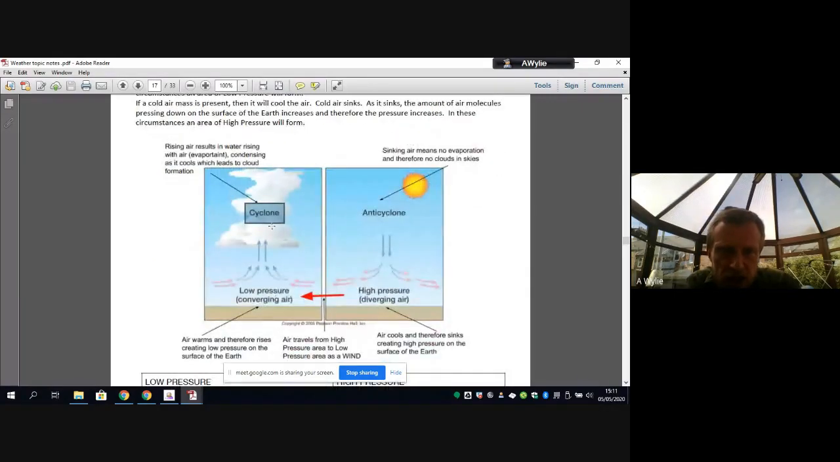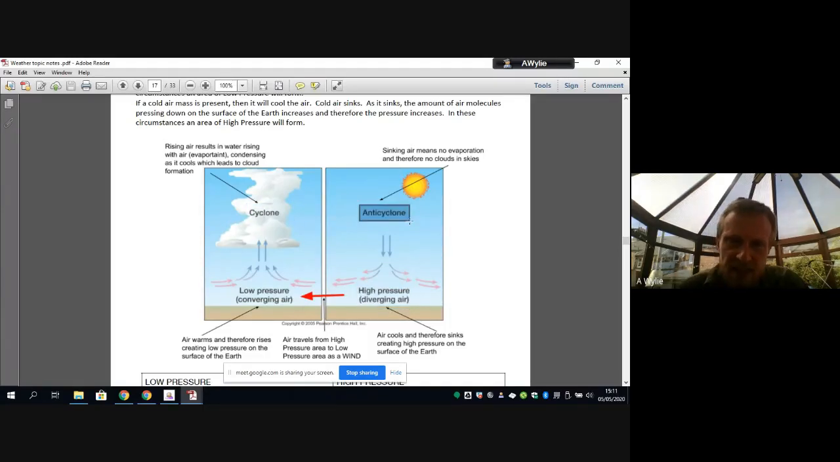So low pressures are cyclones, and high pressure are called anticyclones. But here's something that's even a little bit more confusing. Cyclones are often also called depressions, as in I'm feeling a bit depressed. So anywhere that's got low pressure is often referred to as a depression. And sometimes if it comes from a tropical area, they'll call it a tropical depression. And tropical depressions are those things that actually end up becoming hurricanes. So low pressure is a cyclone or a depression, and high pressure is an anticyclone.